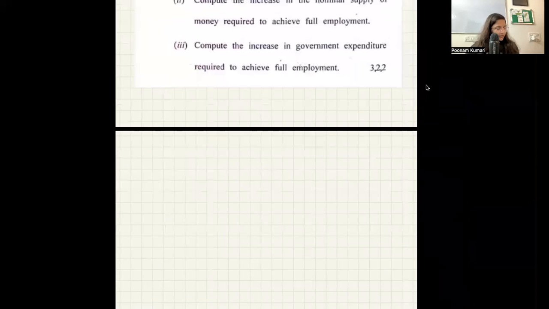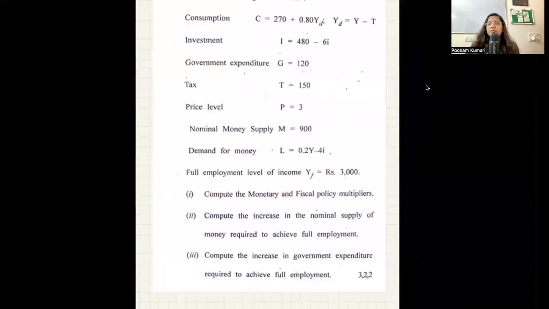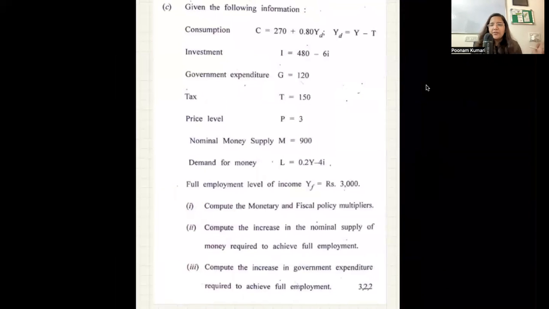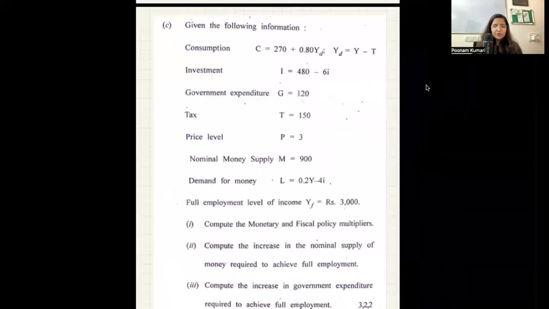So, hello everyone. In today's lecture, we are going to discuss another problem which is related to IS-LM. IS-LM related एक और problem हम लोग discuss करेंगे. This is a little different from what we've discussed so far. I mean, kind of similar but different. ठीक है? So, let's see.